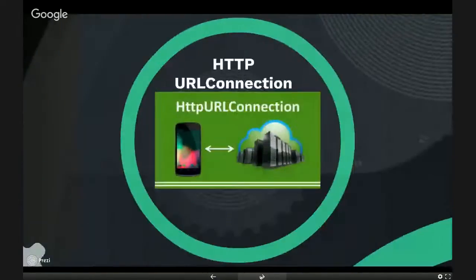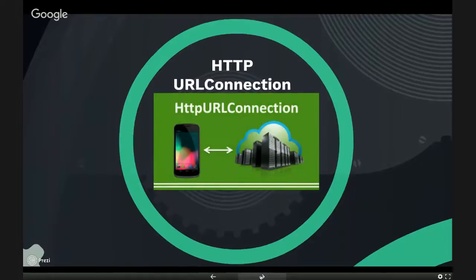HTTP URL connection is a wonderful tool to be able to help us connect to different websites or to different connections that we're looking for. It is a wonderful tool that helps us to be able to take our applications to a next level by being able to gather data and other files and things from servers across the world.